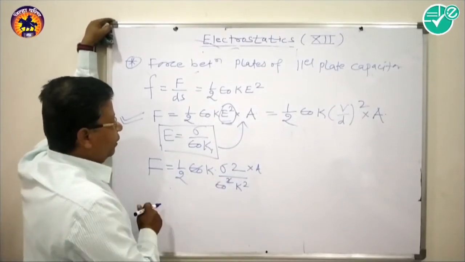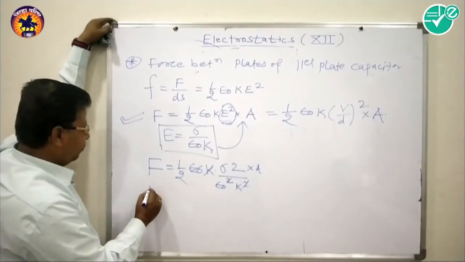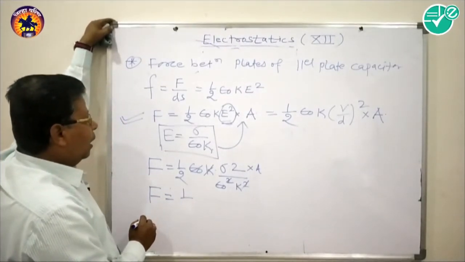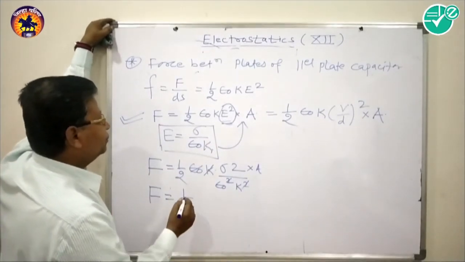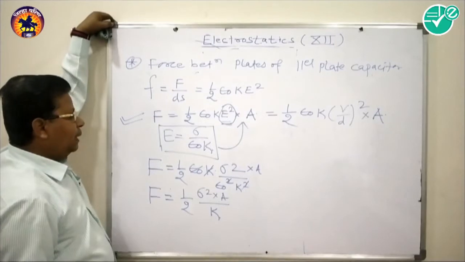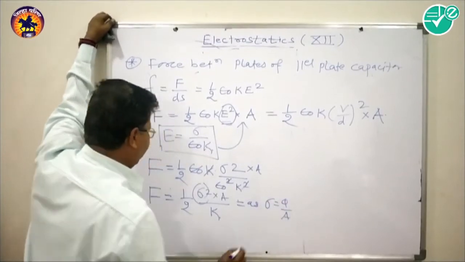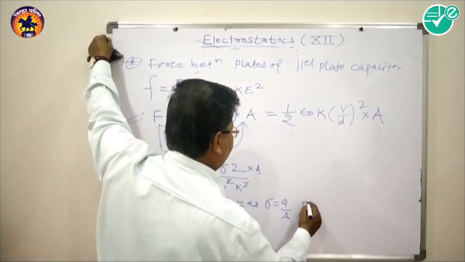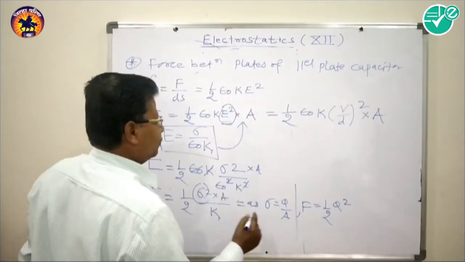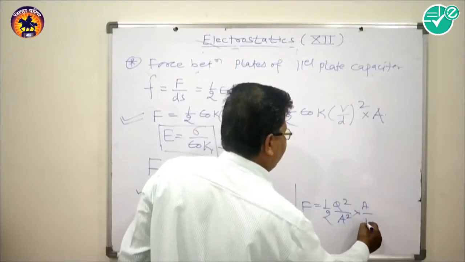So in this, one epsilon 0 cancels with one epsilon 0 and this K cancels with this K, and the final form is force between the two plates is given by the formula 1 by 2 into sigma square into A divided by K. Again we know that sigma is equal to Q by A, then this expression becomes F is equal to 1 by 2 Q square, sigma square is Q square divided by A square, into this A and divided by K.